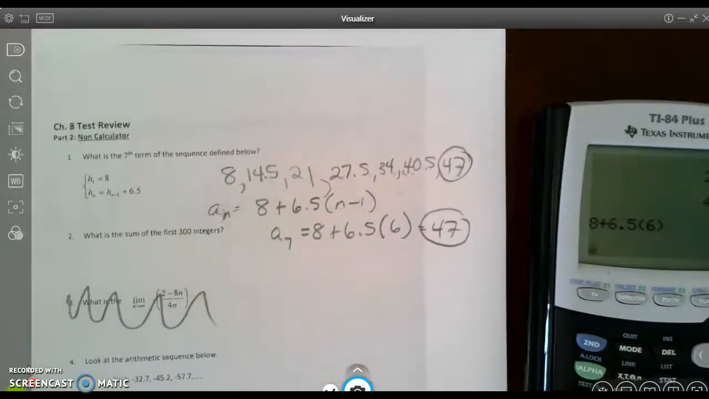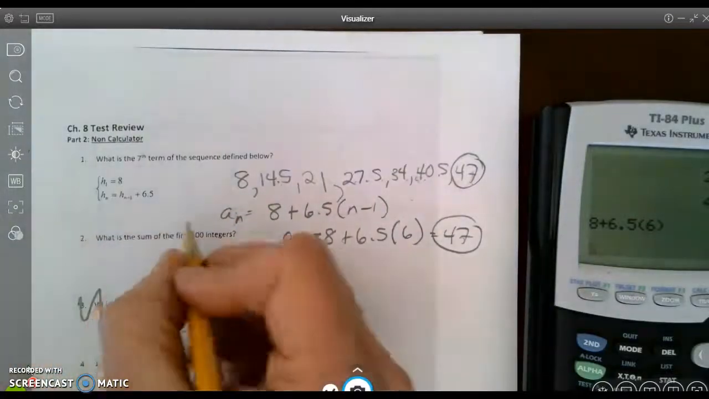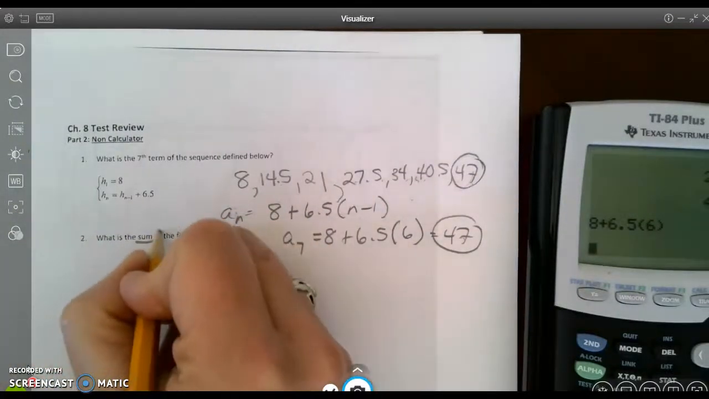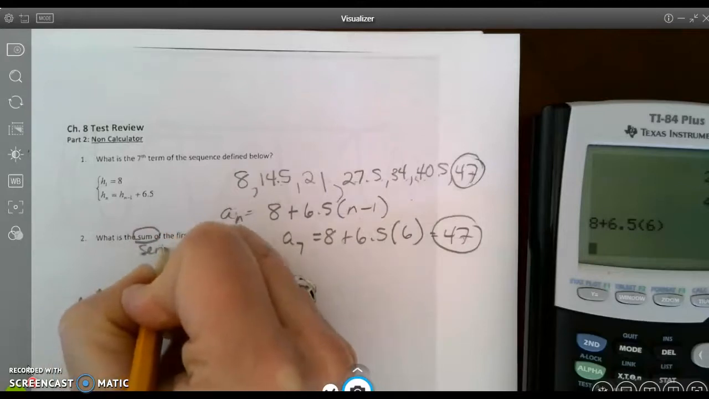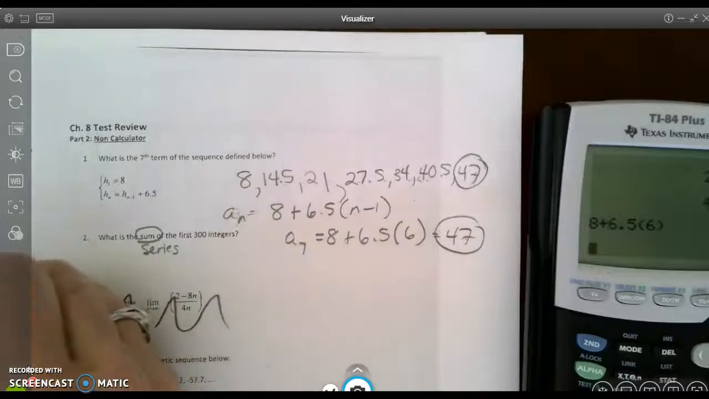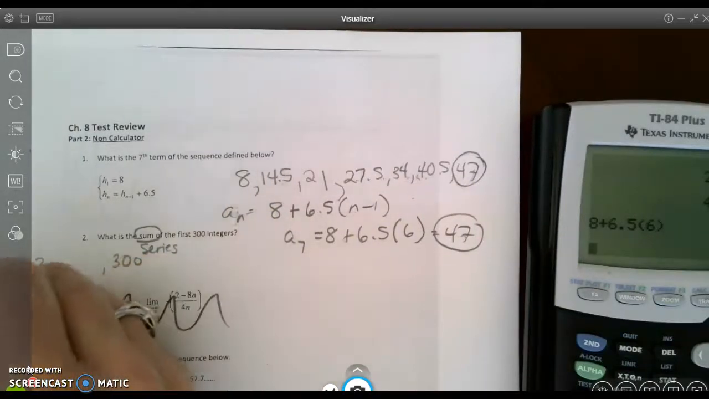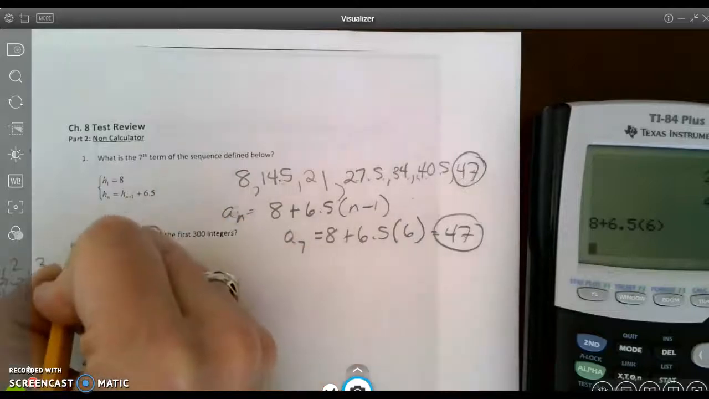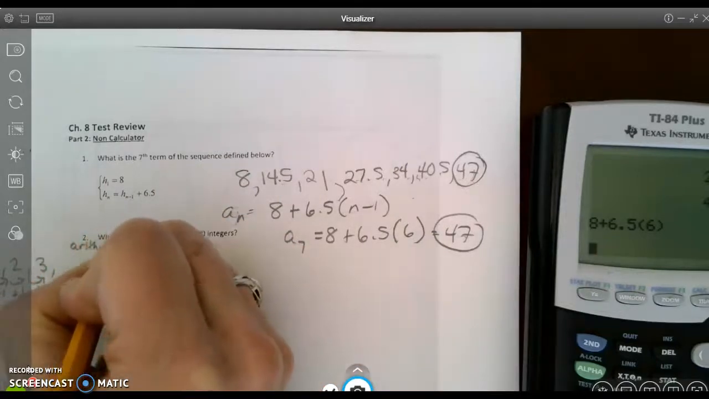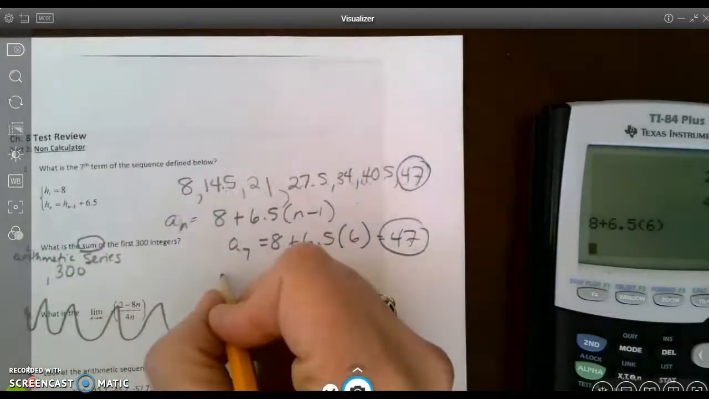Next one, what is the sum of the first 300 integers? That's going to be a series because it's a sum. And because I'm adding up the integers, that would be 1, 2, 3, all the way up to 300. And I keep going up by 1. That means it's an arithmetic series.